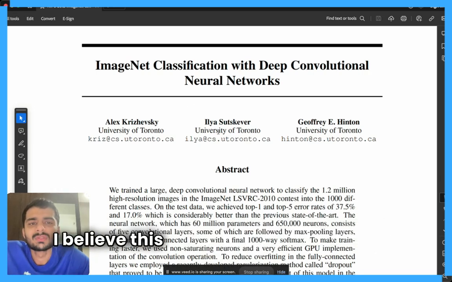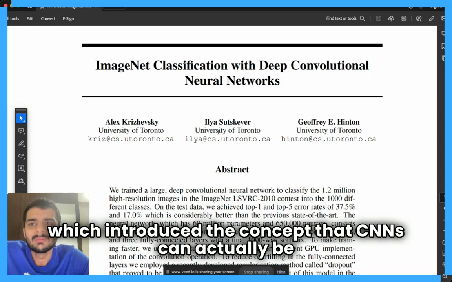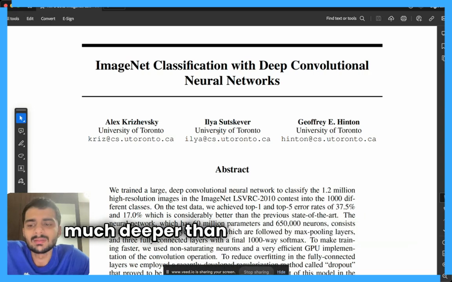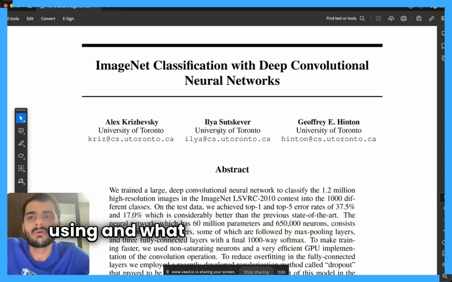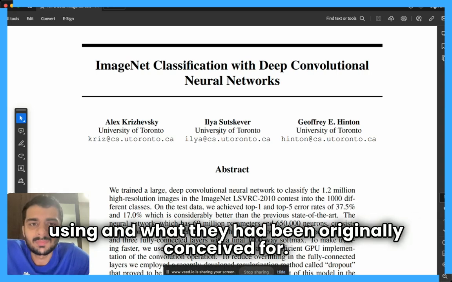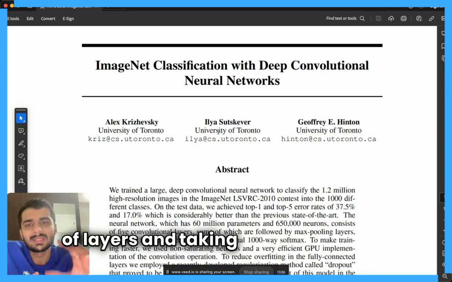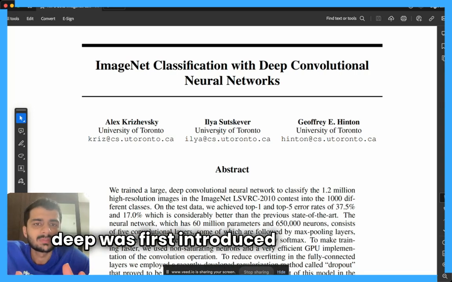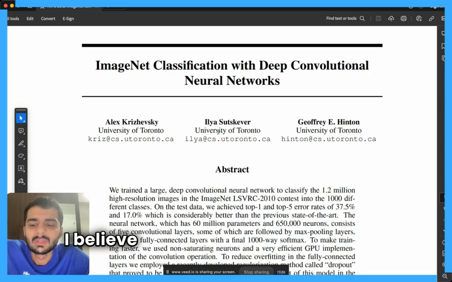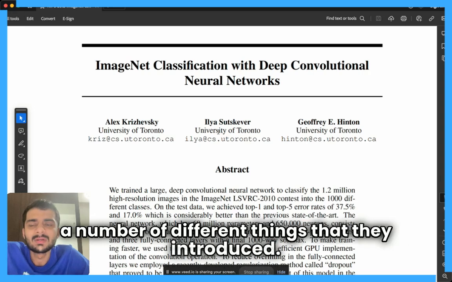I believe this was one of the first papers which introduced the concept that CNNs can actually be much deeper than what people had been previously using and what they had been originally conceived for. And the idea of increasing the number of layers and taking the network very deep was first introduced by this paper, I believe. Also, it was a combination of a number of different things that they introduced.